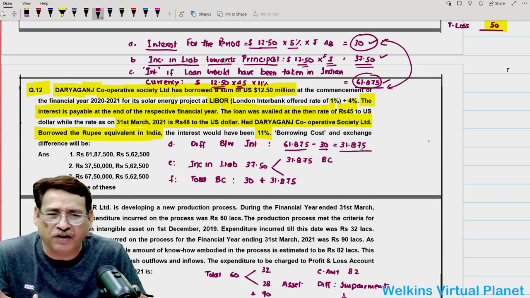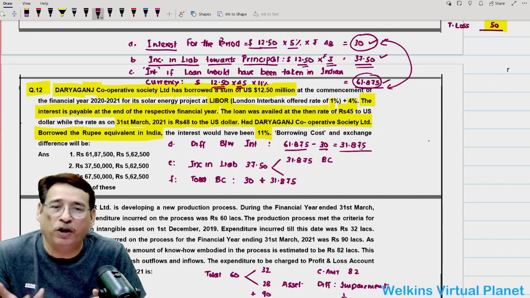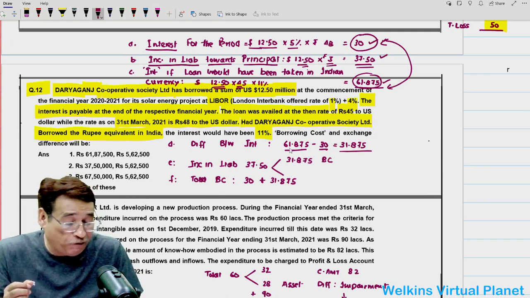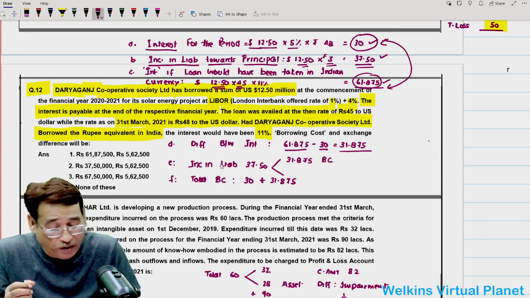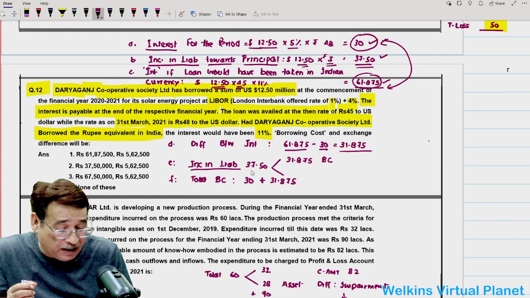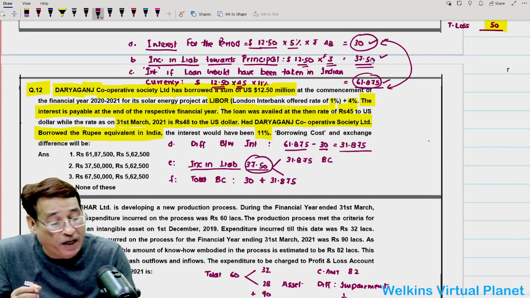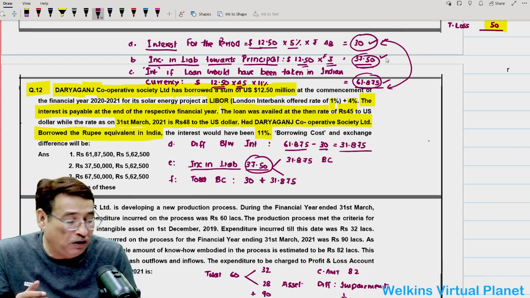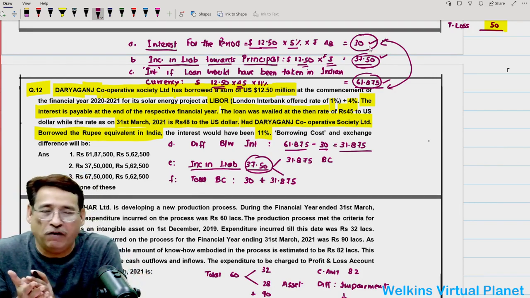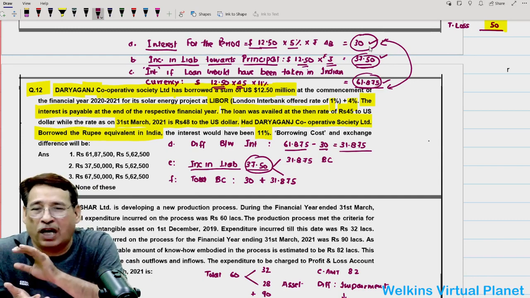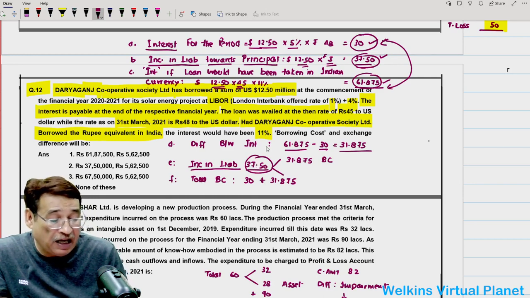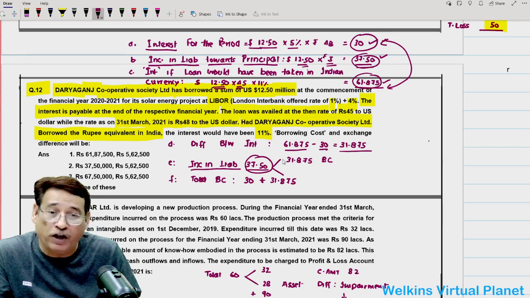What does this difference mean, and what is the use of this difference? The use for me is that when I take the difference between these two, we call it the increase in liability, which is 37.50. Because when we take the loan from outside India, on one hand we gain, but on the other side actually we lose, in the sense that our amount of liability will be a little bit higher, correct? So the increase in liability portion is 37.50.